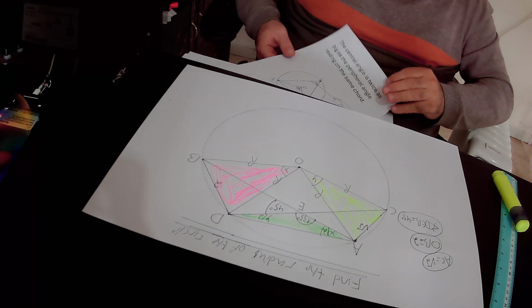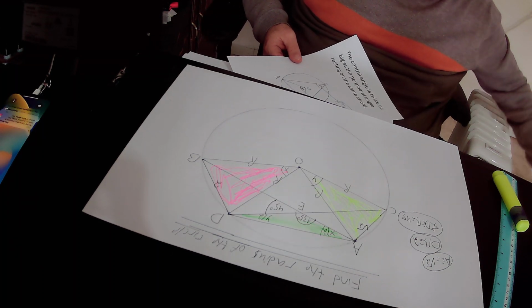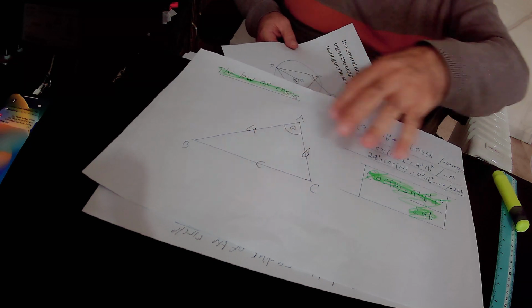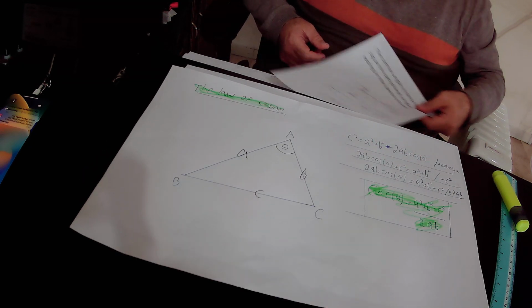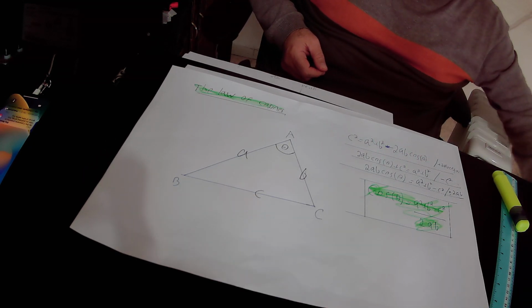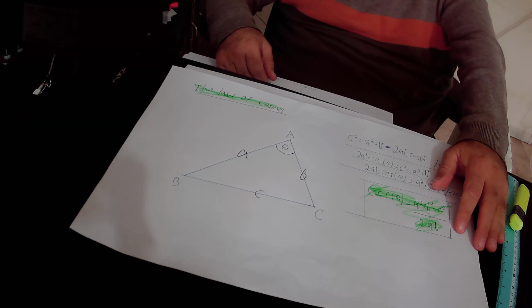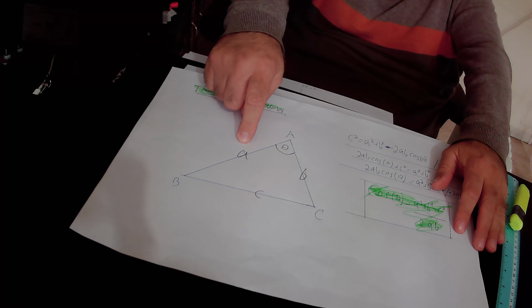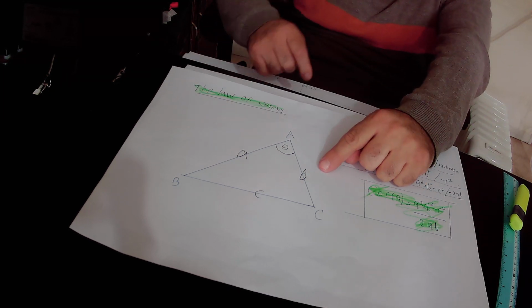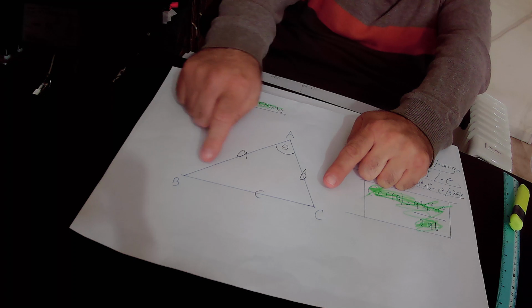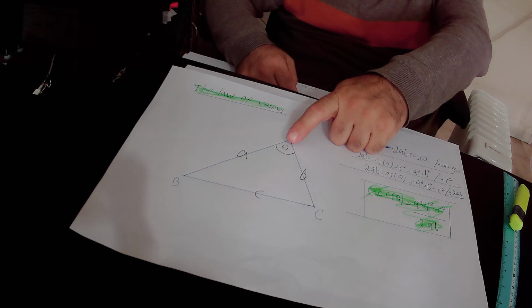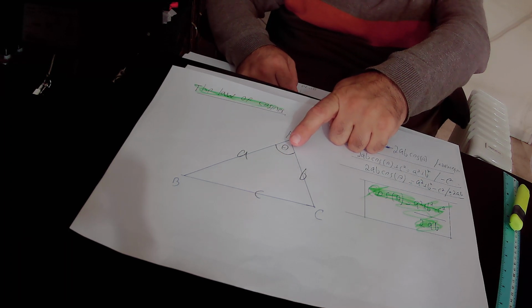The second rule is the law of cosines. The law of cosines is true in any triangle. So this triangle ABC could be any triangle. In this triangle ABC, side AB equals A units in length, side AC equals B units in length, and side BC equals C units. And this angle BAC equals theta.